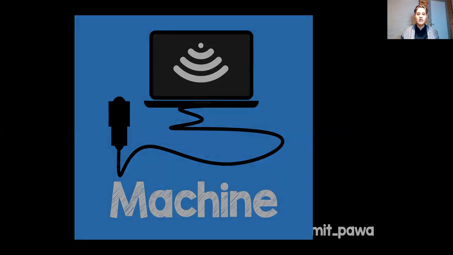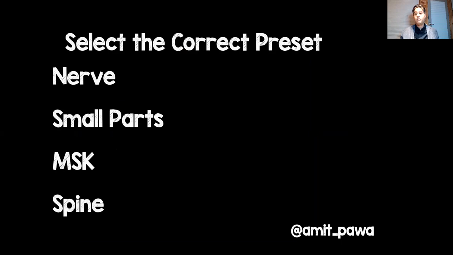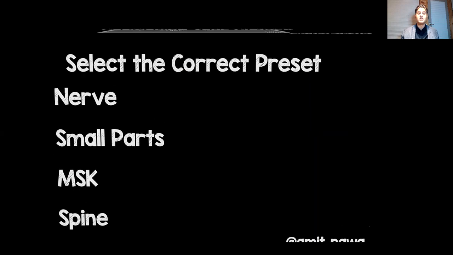What about the machine now? Clearly, we've got lovely machines nowadays that have some presets. So when you turn on a machine, and I cannot stress to you enough, first of all, know how to turn the machine on. But once you've learned how to turn the machine on, use the correct preset. I can count the number of times that I've walked into rooms and people have been struggling to do a block, and I look at the preset and it's been set to vascular or carotid or something. So select the correct preset for the area that you're blocking. Most of the time, there'll be a nerve preset. There may be small parts, MSK, or even spine if you're looking at the spine.